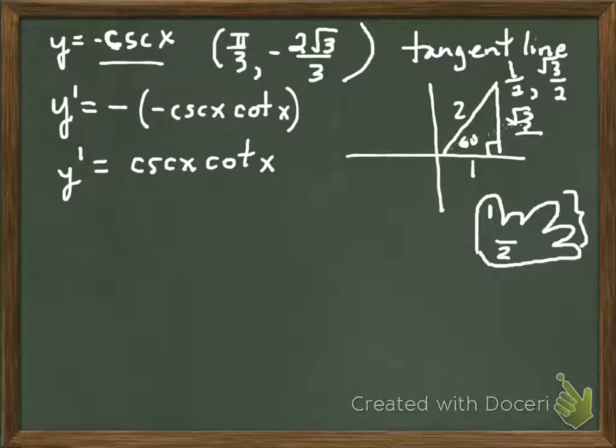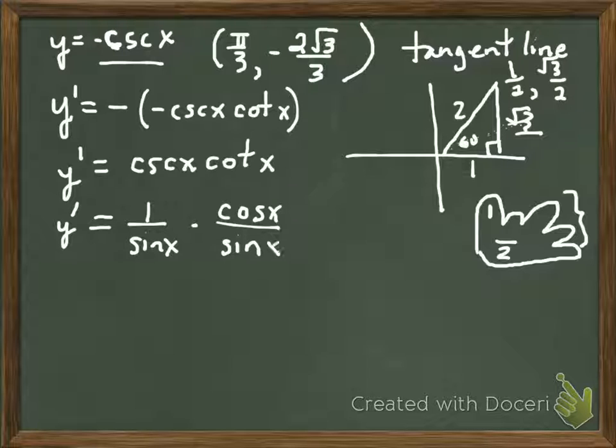So you can do reciprocal action over here, or if you're worried about getting the wrong trig value, this is 1 over sine times cosine over sine, which means the sine was radical 3 over 2, so 1 over radical 3 over 2 would be the reciprocal of radical 3 over 2, or 2 over radical 3.